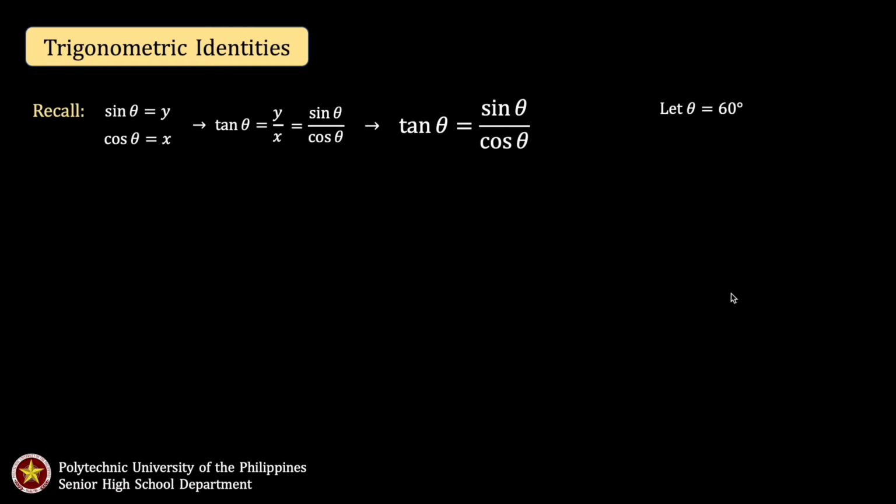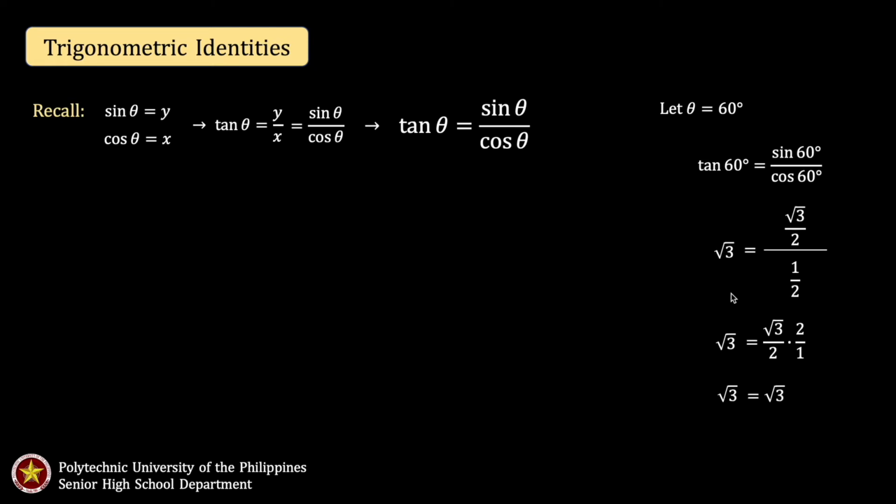Now, let us give some random angles for theta. For convenience, we will use special angles. So, let's say theta is 60 degrees. We have tangent 60 degrees is equal to sine 60 degrees over cosine 60 degrees. Evaluating this, on the left part, we have square root of 3. Then, on the right part, sine 60 over cosine 60 will be square root of 3 over 2 all over 1/2. Simplifying the right part, we obtain square root of 3. So, they are equal to each other.